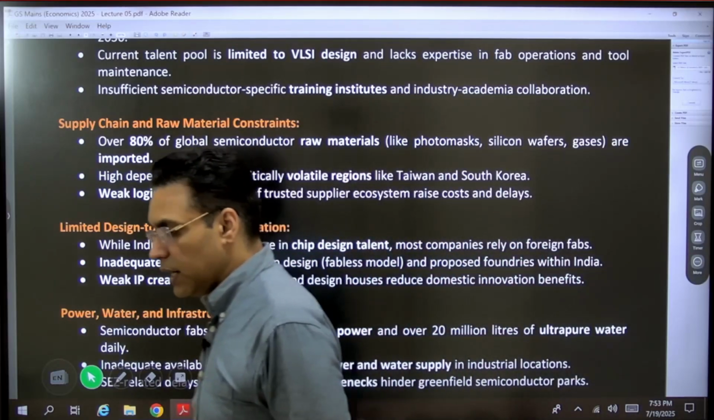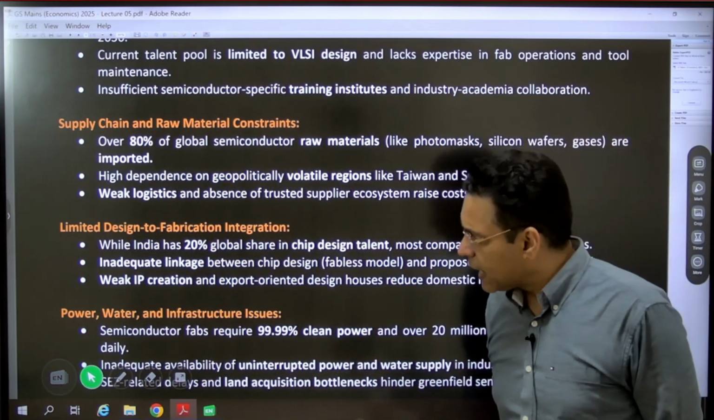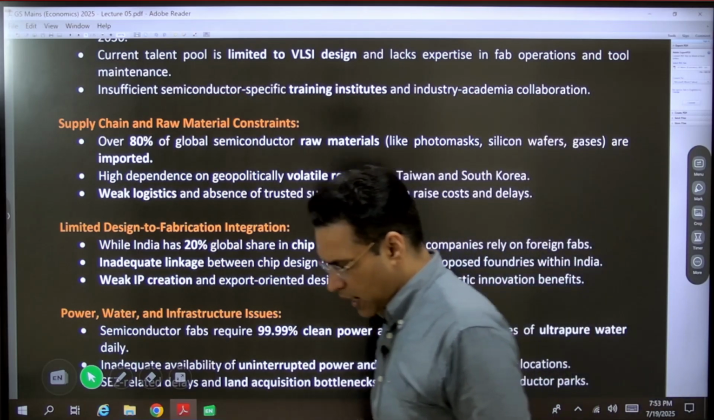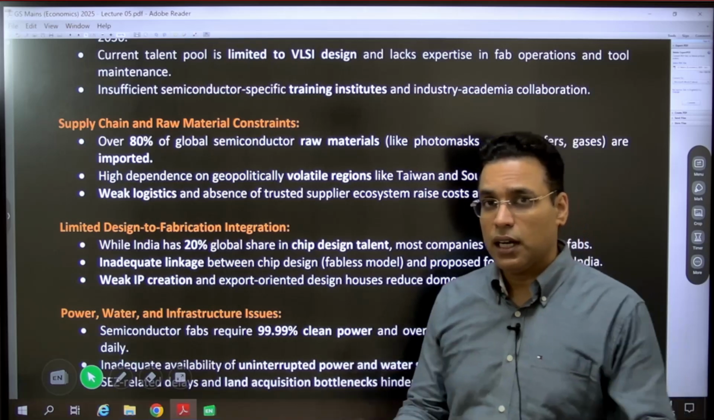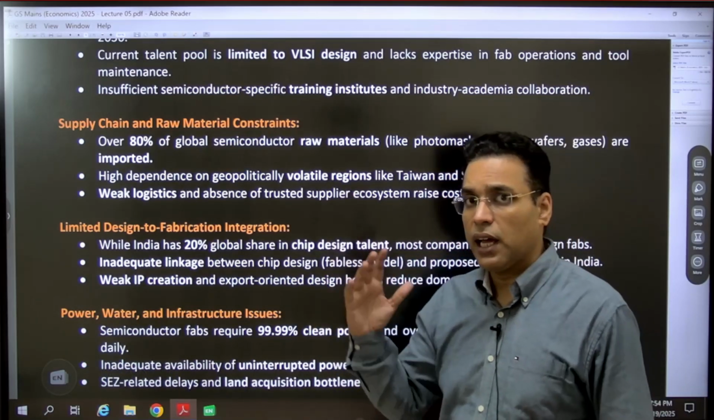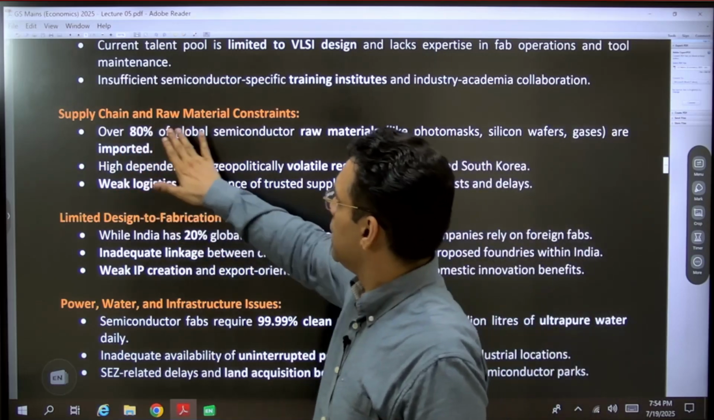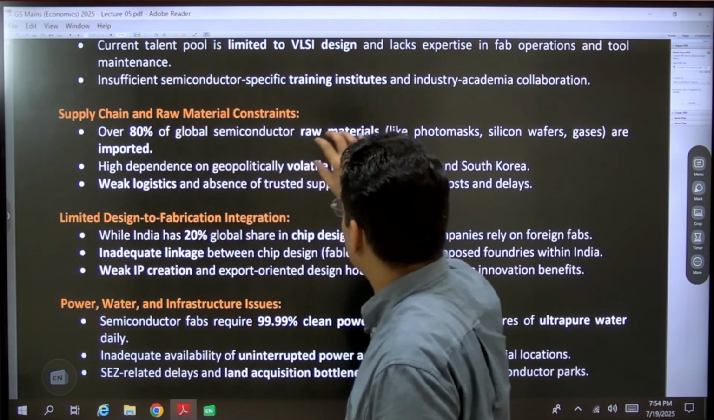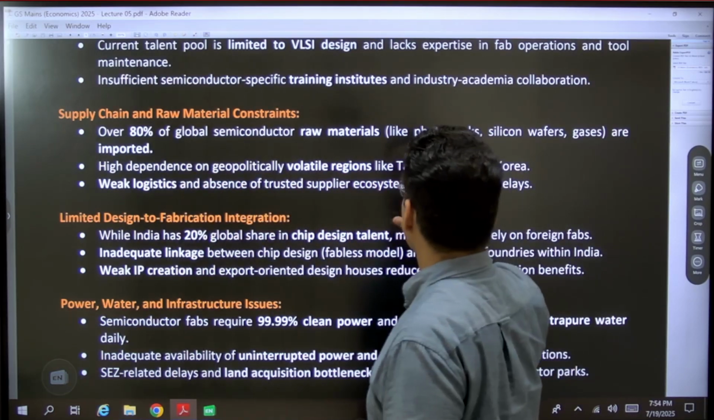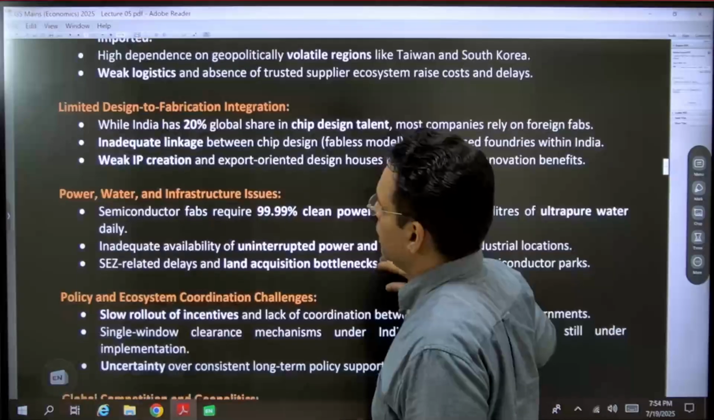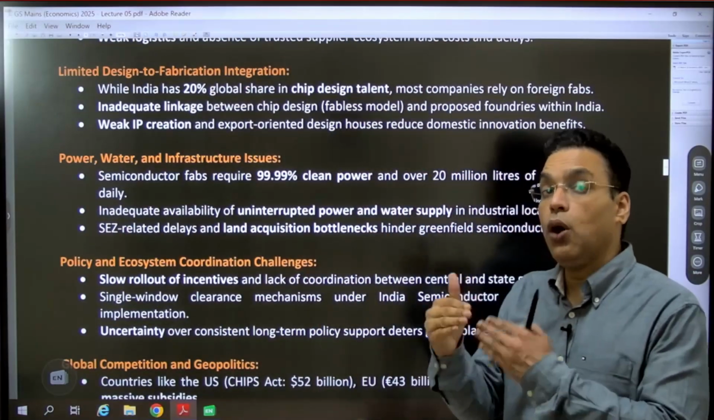And remember, it's not a one-day process, it is a process which will require more than a decade of effort. The place where China has reached is because of the strong government support and industrial policy that China has provided. If this support stays consistent, then only things will happen. Then supply chain and raw material constraints: 80% of semiconductor raw materials are imported, with high dependence on geopolitically volatile regions like Taiwan and South Korea. So read this article in detail on why and how we should promote it.